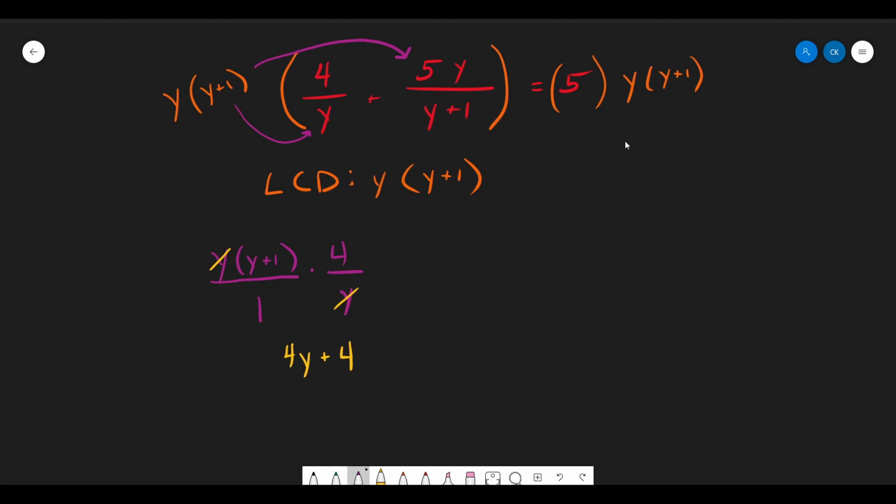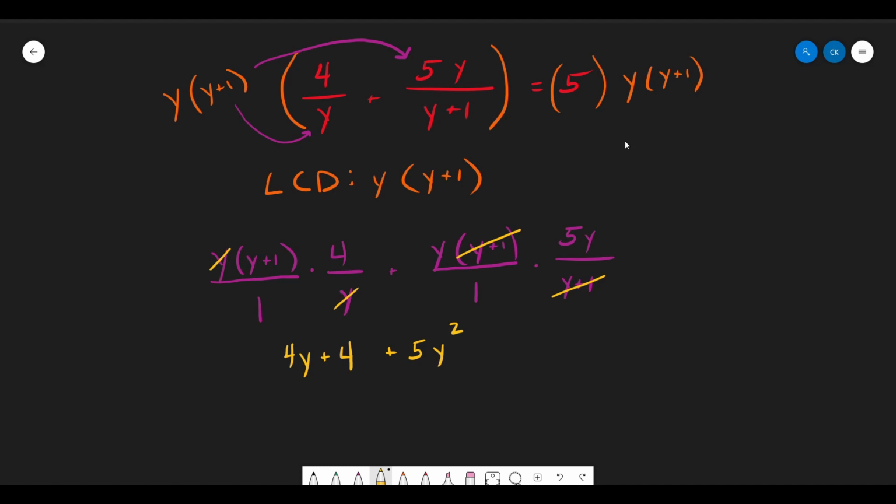So this is going to be y times y plus 1 times 5y over y plus 1. And I'm going to do the exact same thing. I'm going to put the y times y plus 1 over 1. I should recognize here that I see a y plus 1 on top and a y plus 1 on bottom, so those two will get canceled out. And now on top I have y times 5y, which is 5y squared.